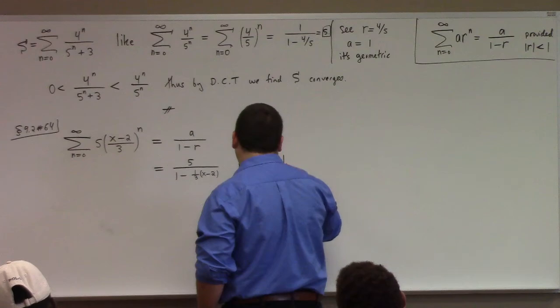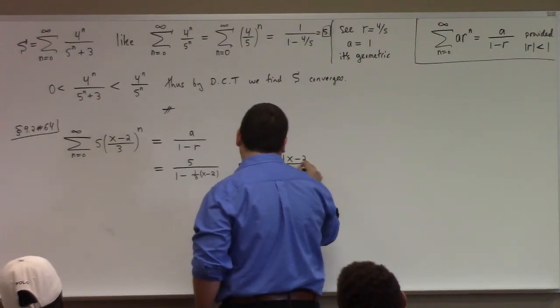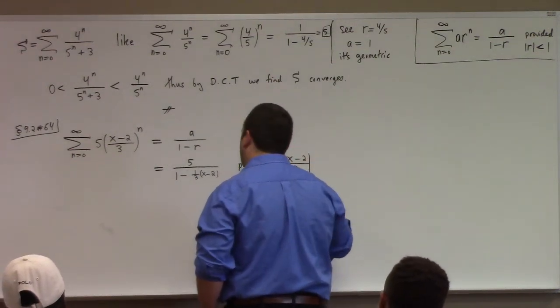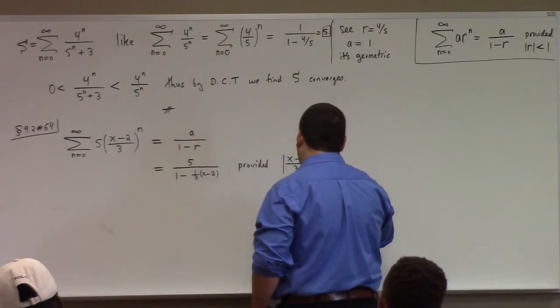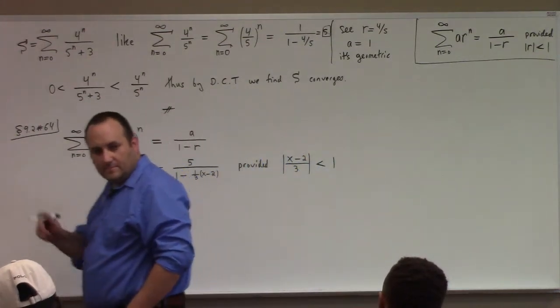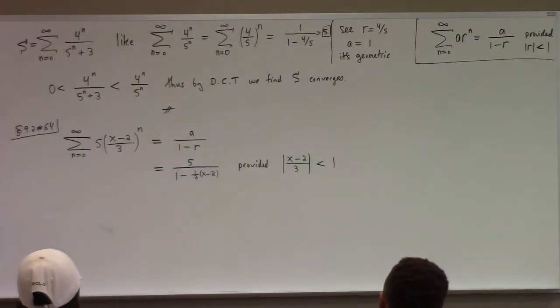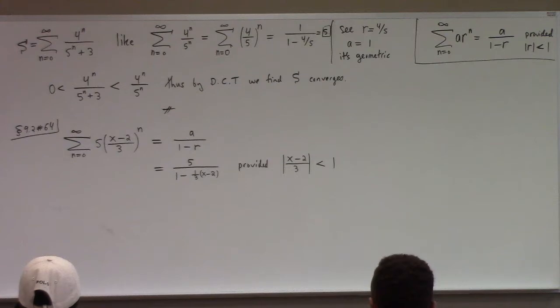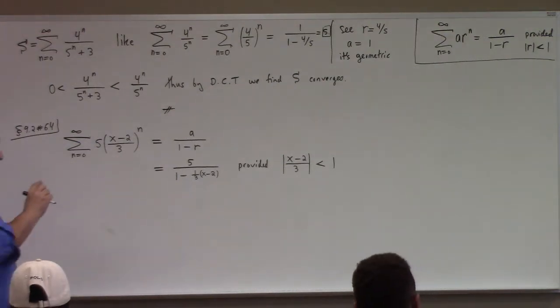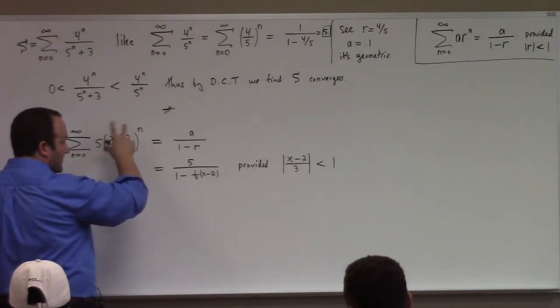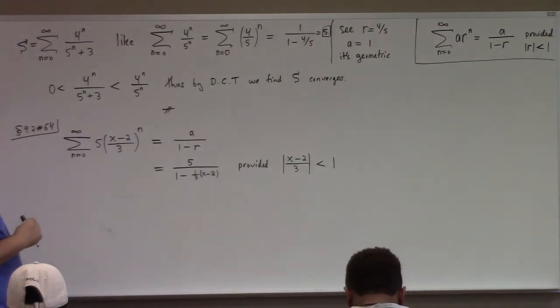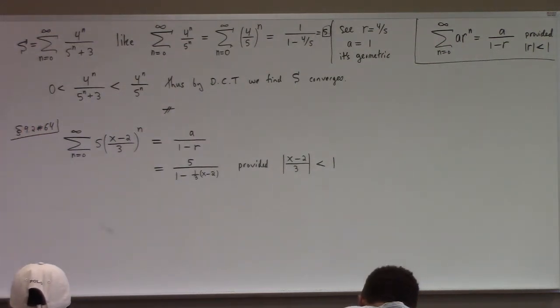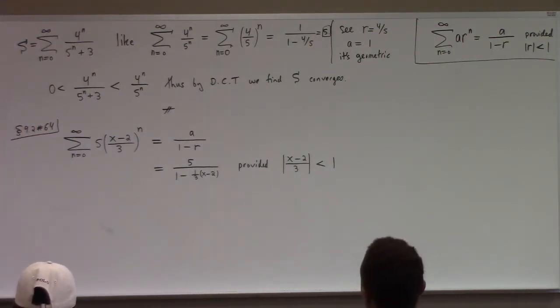Yeah. So we need that |x minus 2| over 3 is less than 1 for that to be the case. Does it have to be greater than 0 or just less than 1? It could be equal to 0. If we had x equals 2, this would just be the 0 series, which converges to 0. There's no harm in that.